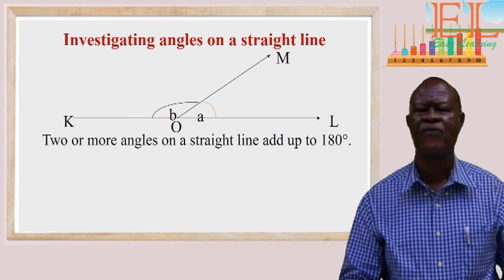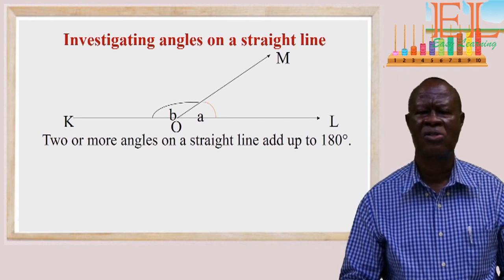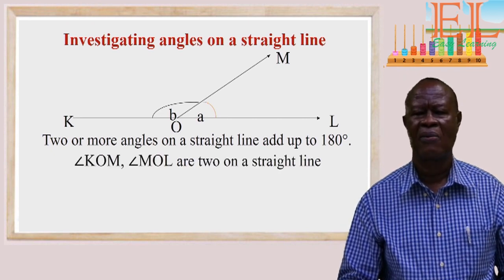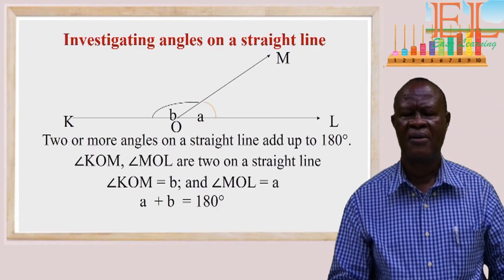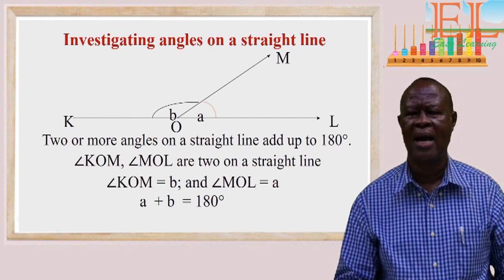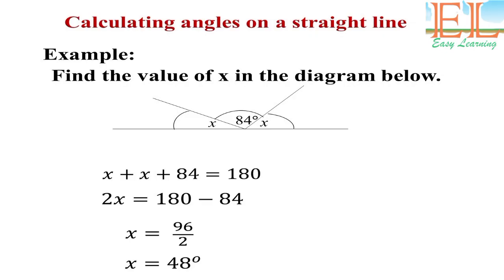We can do the same for 3 angles on a straight line. If we cut the three angles and measure them on a protractor, we will get the same 180 degrees. Now, with this concept, we use it to solve this problem of finding an unknown angle on a straight line. Find the value of x in the diagram below.